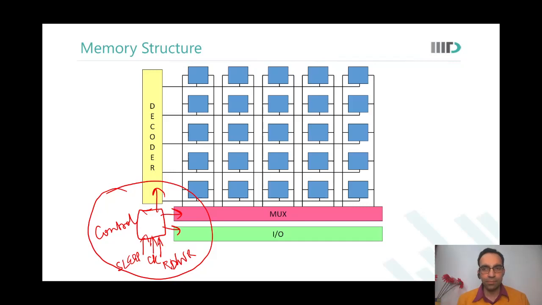Got it, sir. Understand? So control in those terms is the brain of the memory. It tells what needs to be done. So like your brain tells your hand how it needs to move, how your leg needs to move, how your head needs to move, everything. In the same way, control kind of manages, orchestrates the entire operation of the memory at all times.